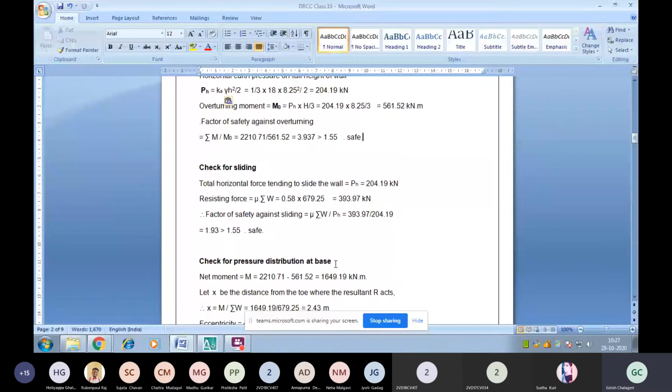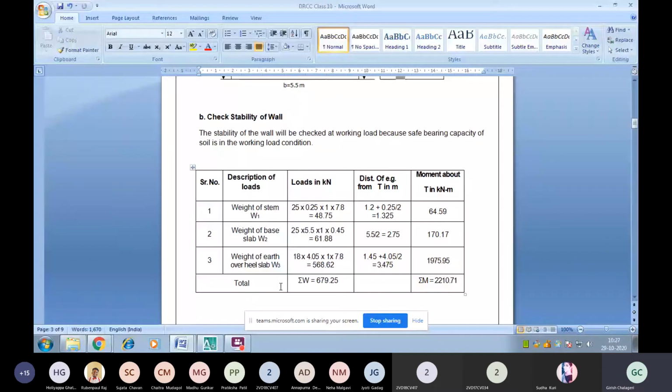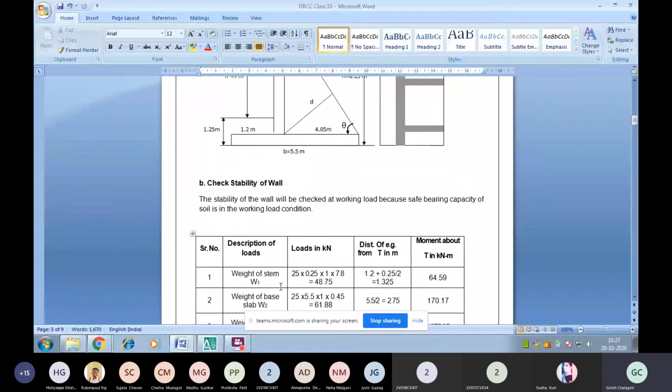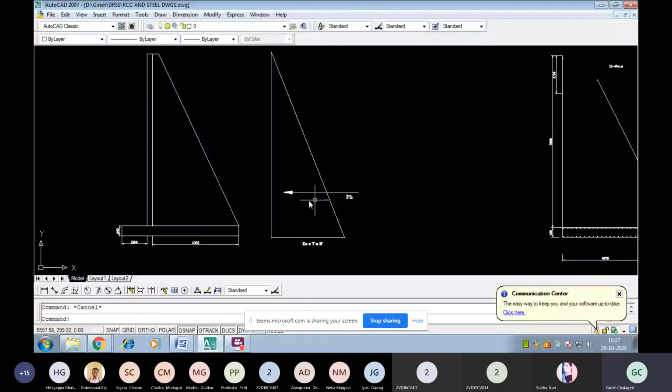Come to the second check, that is sliding. That is the horizontal pressure. What will happen in sliding? This horizontal pressure will try to move this. Only the horizontal pressure, not the moment. The moment will make it collapse, but the horizontal force pushes it to slide, and this should not happen. This horizontal force should not be more than the vertical force. If the vertical force is less than the horizontal force, it will push it outside. It may be moved away from its position.